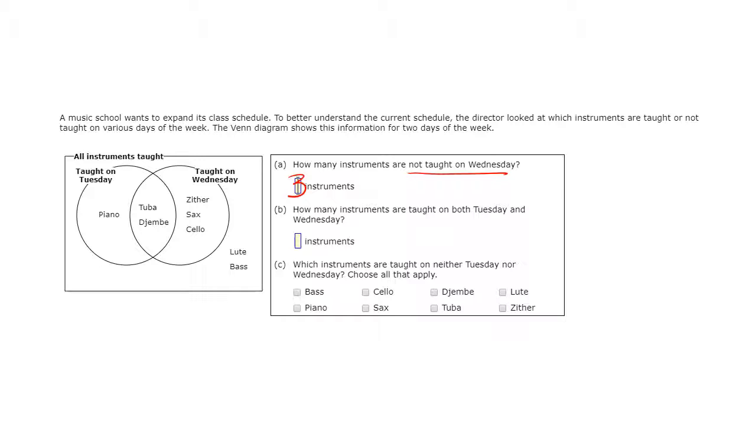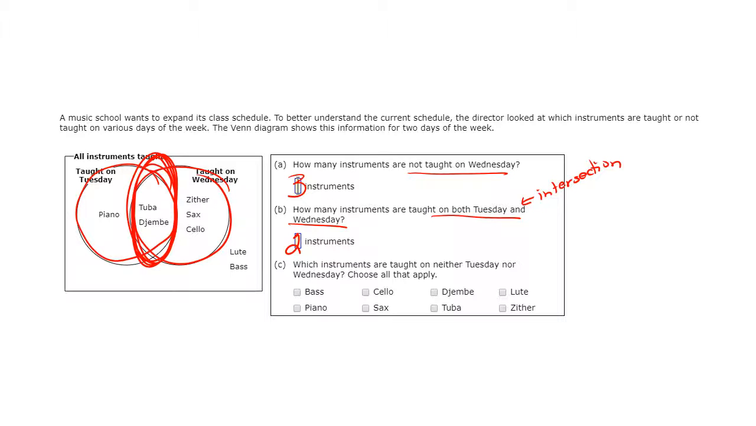Next, how many instruments are taught on both Tuesday and Wednesday? So that's a combination of both Tuesday and Wednesday. And remember, if we have the word and, that means intersection. So they are taught on both Tuesday and Wednesday. The only ones taught both on Tuesday and on Wednesday would be the tuba and the djembe.